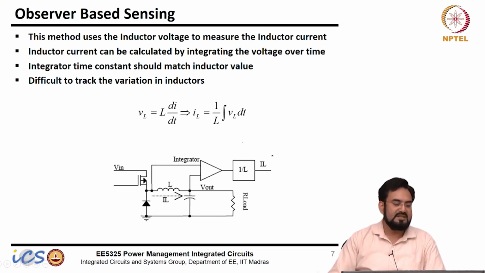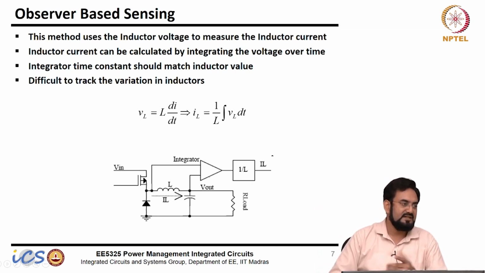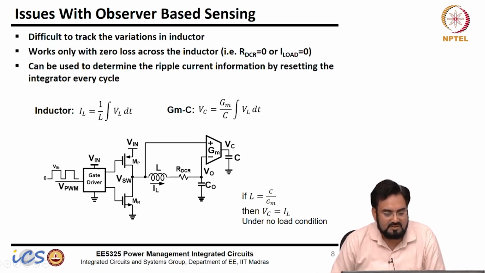Which means you can get the peak current, the ripple current, but DC current is very difficult because your integrator will saturate. So this is another one. GMC is the same thing actually. If you want to implement with the GMC, and we talked about this in hysteretic converter, if you remember, this will not work if you have a loss under load condition, because your integrator will saturate. So you can get the ripple information under zero load, but the moment you apply a load, you will lose all the information. Okay. So that's why I am saying here it works only with zero loss across the inductor.